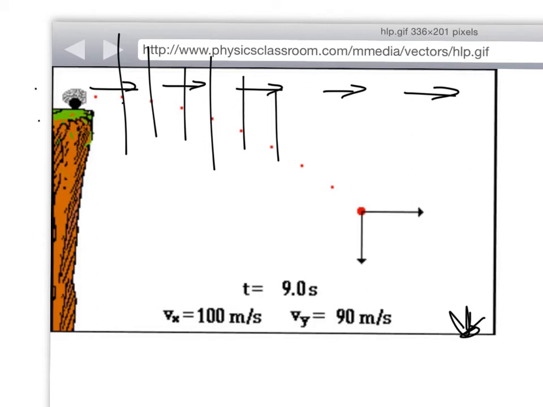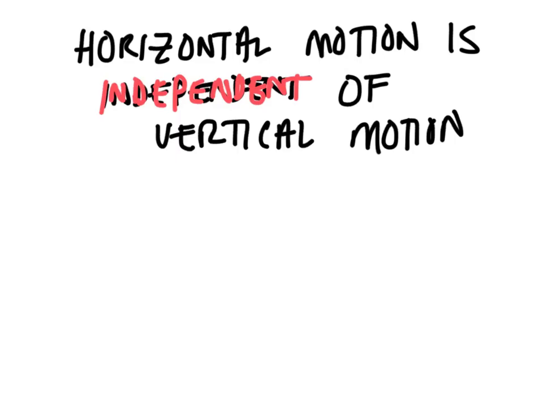However, the vertical velocity does change. It goes from 0 at the beginning all the way down to whatever its new value is at the very end. Okay, so when I go back to this key idea, I really want to emphasize that horizontal motion is independent of vertical motion. This key idea is critical to understanding vector components.